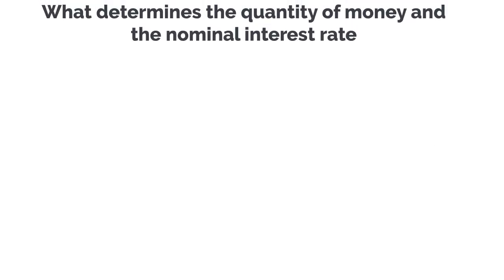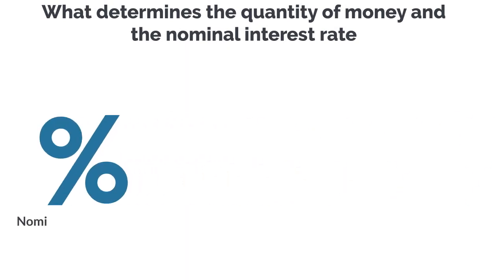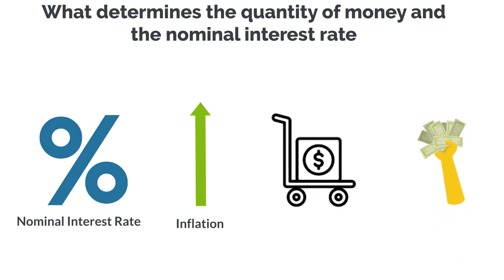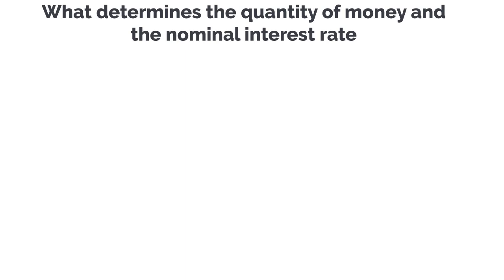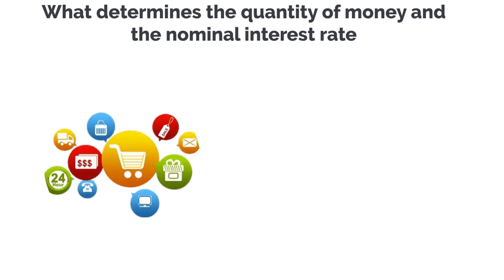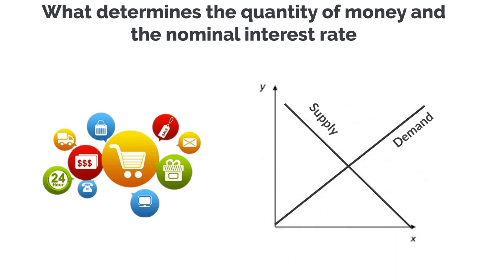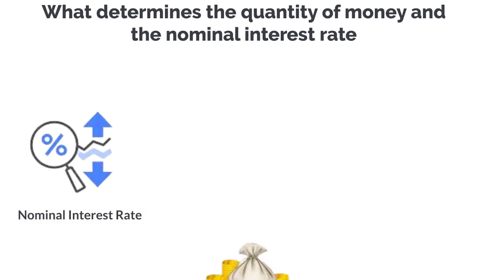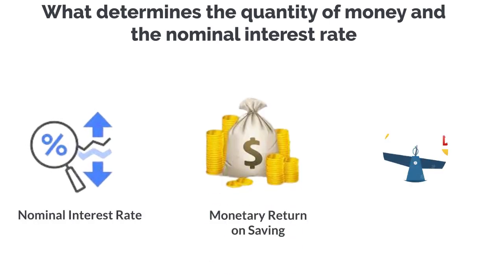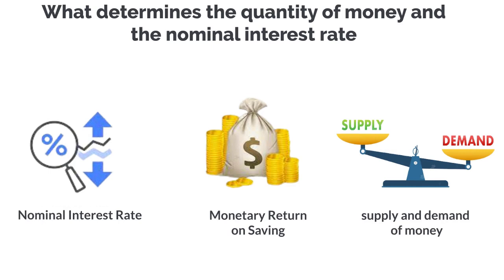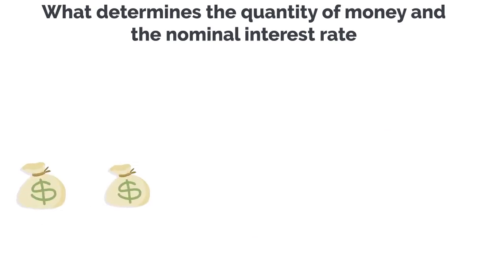What determines the quantity of money and the nominal interest rate? The nominal interest rate is the rate of interest before adjusting for inflation. This is how money supply and money demand come together to determine nominal interest rates in an economy. Like many economic variables in a reasonably free market economy, interest rates are determined by the forces of supply and demand. Specifically, nominal interest rates, which is the monetary return on savings, is determined by the supply and demand of money in the economy. The supply of money is set at the discretion of the Federal Reserve.